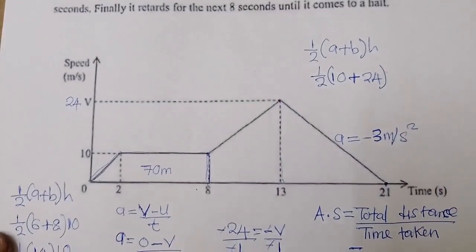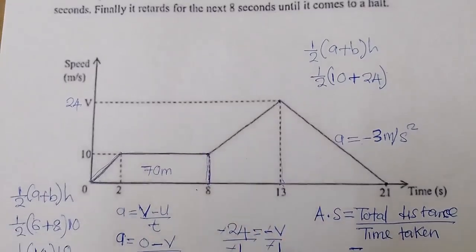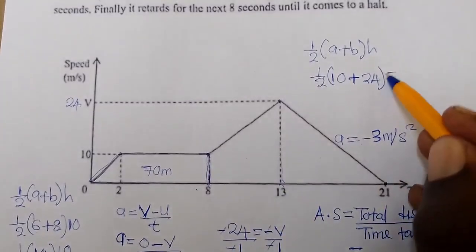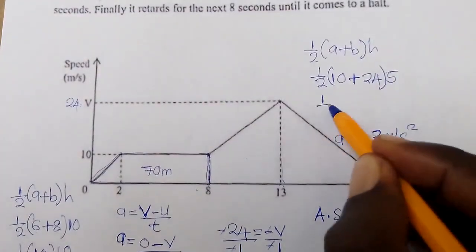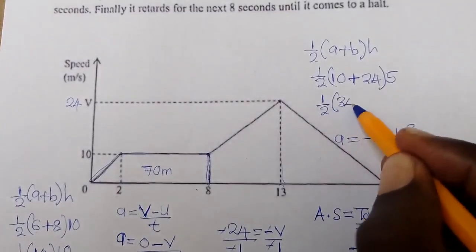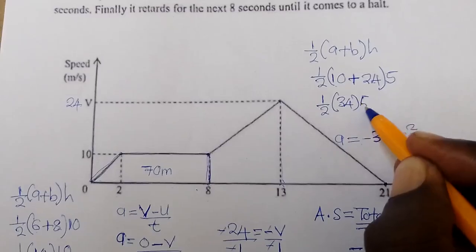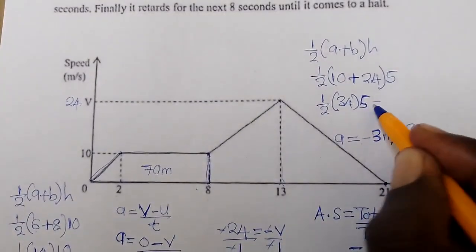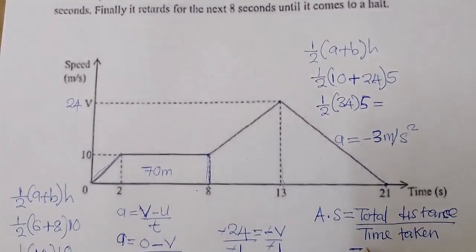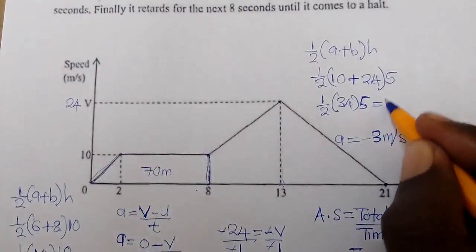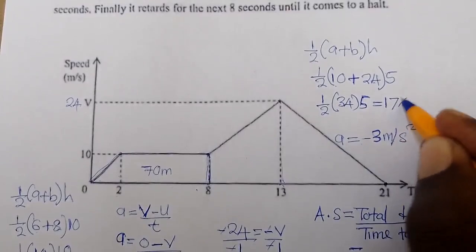Then what is your height? The difference that is here. So the difference here is 5. So you put your 5 there. Then you just substitute half of what? When you add there, you get 34. Then a 5 there. So this is now equal to what? You say half of 34. This is 17. 17 times 5.